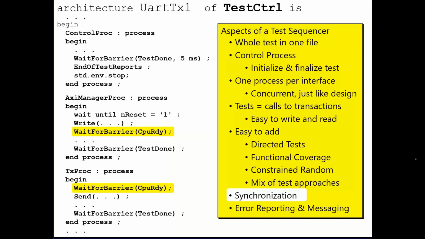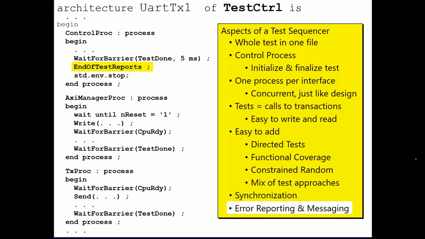Anyway, we have synchronization. We have the synchronization here that coordinates the start of our test. We have the synchronization here that coordinates the finalization of our test. We also have error reporting in the form of alerts, affirmations. We'll see more of those as we go through the presentation, but what we're going to see here is in the finalization aspect, we call end of test reports.